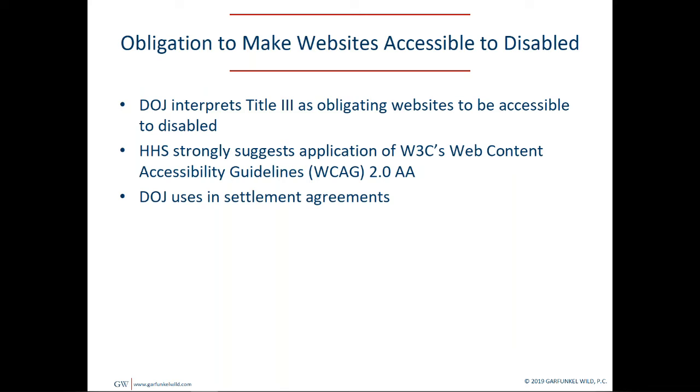it's used to advertise the facility's services to members of the general public, then that website must be accessible to persons who are disabled. And although the statute does not set forth, nor do any of the federal regulations actually set forth, by what standard you judge website accessibility, the Department of Health and Human Services strongly suggests application of the Web Content Accessibility Guidelines 2.0 AA standard. This is the standard that the Department of Justice uses in its settlement agreements.